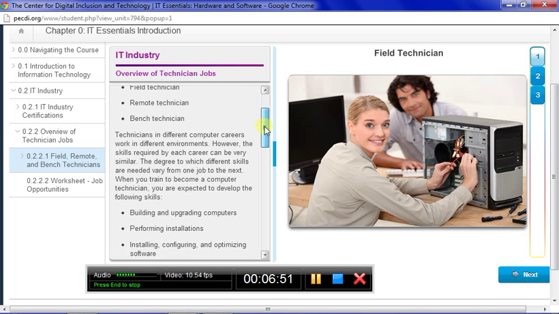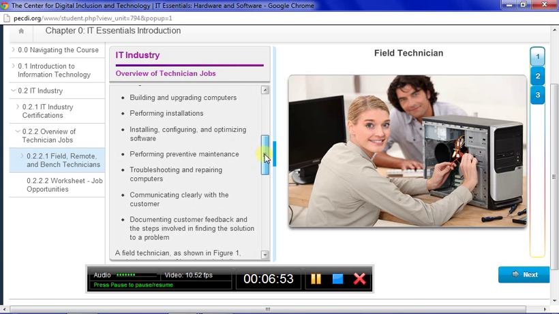All three of these, though, have certain things that they will be doing that are in common, and you'll notice here on the page: building and upgrading computers, performing installations, installing, configuring, and optimizing software, performing preventive maintenance, troubleshooting and repairing computers, communicating clearly with the customer.